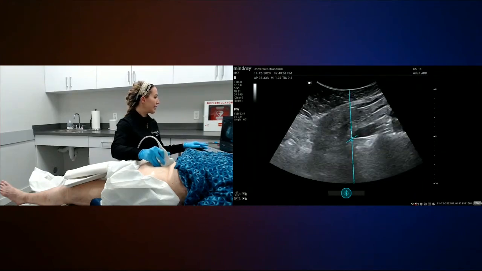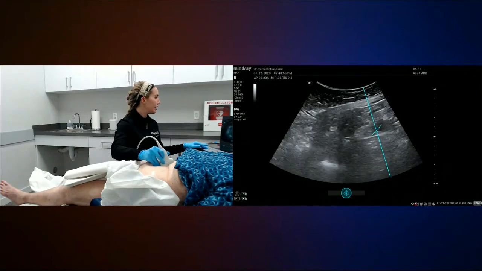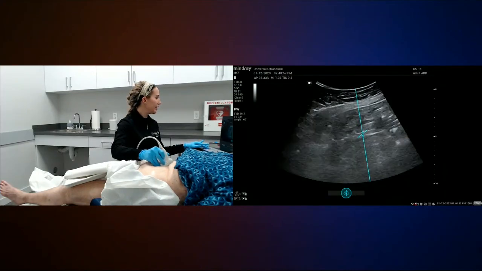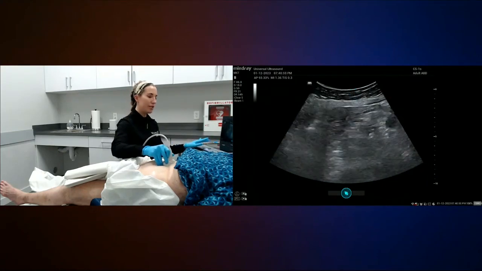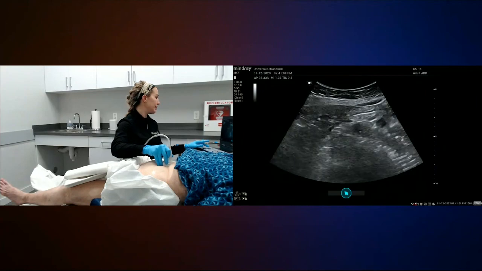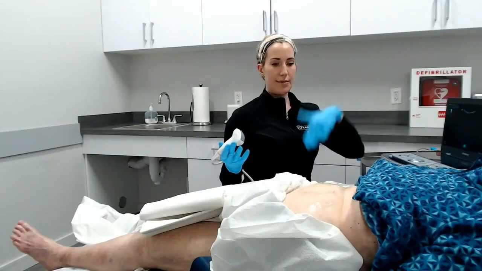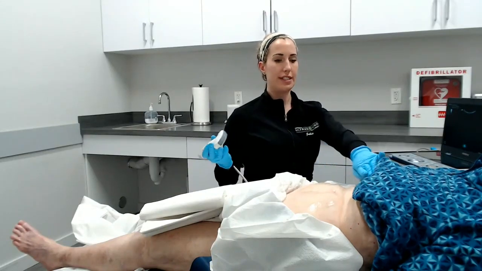Again, I'm going to put my Doppler down here, which we saw, and this would be our proximal stent into the inferior vena cava right here. So if I toe down my transducer, I'll probably get a better image of that. Yep, just like that.